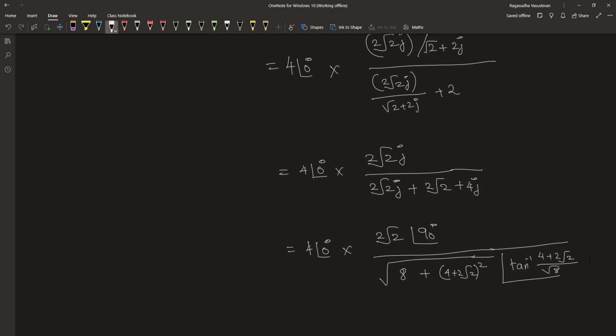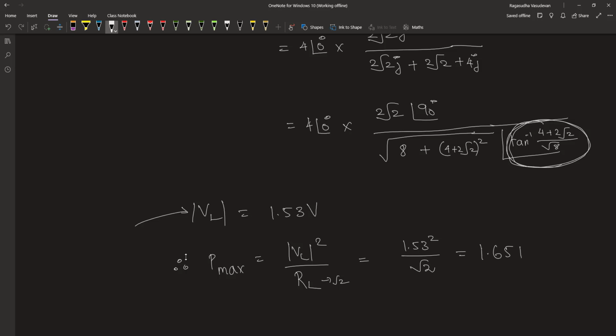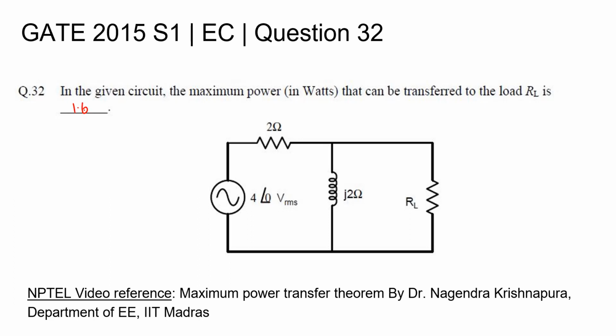Upon simplification, this is the voltage that we get. Let us not bother about this angle because only the magnitude is of interest. Upon simplification, we get the magnitude of the load voltage to be 1.53 volts. When this is the voltage across the resistor, then maximum power is given by the magnitude of VL square divided by RL, which is root 2. So this will be 1.53 whole square divided by the square root of 2, which is equal to 1.65 watt. The answer is 1.65 watt. Thank you.